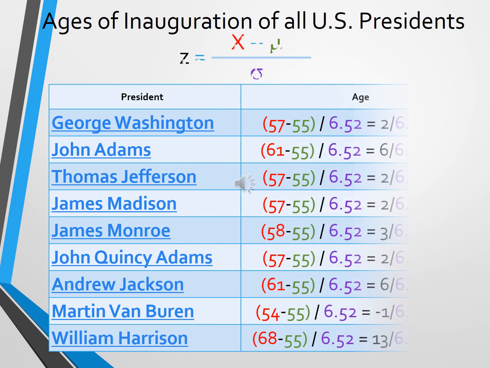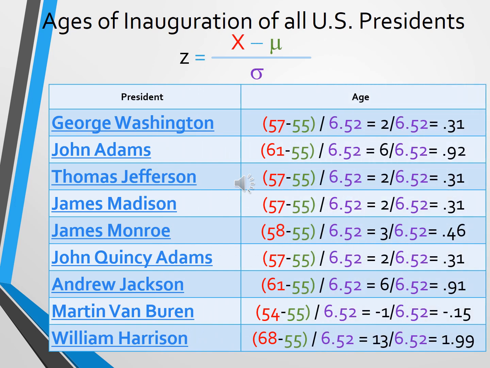Let's do it then. So George Washington's age at inauguration was 57. Subtract the mean, so 57 minus 55, and divide by sigma. So 57 minus 55 divided by 6.51, and that equals 0.31. George Washington's age is 0.31 standard deviations, about a third of a standard deviation away from the mean. It's a positive number, so he was older than the mean, older than 55 at the time of his inauguration.